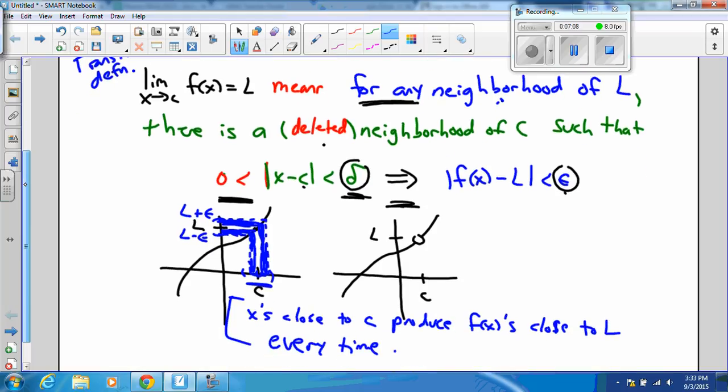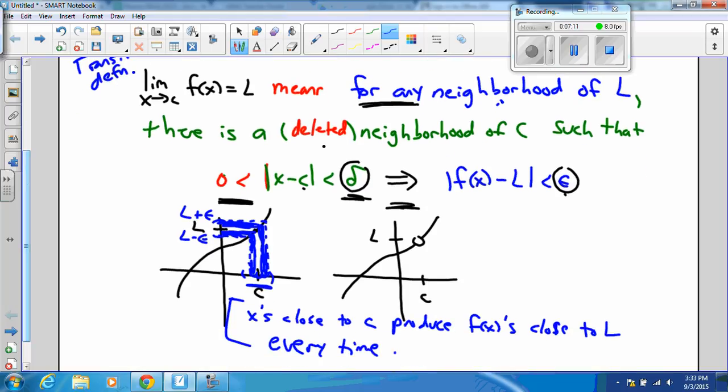Oh, let me come back and explain a little bit more of the math symbols so that you can see the correspondence between the language and the symbols. So, here are my x's close to C that are represented in the deleted delta neighborhood of C. And this arrow, the implication is that if x is in this neighborhood, then every time f of x will be in that neighborhood. In other words, x's in the neighborhood of C are forced to produce f of x's that are in the neighborhood of L.